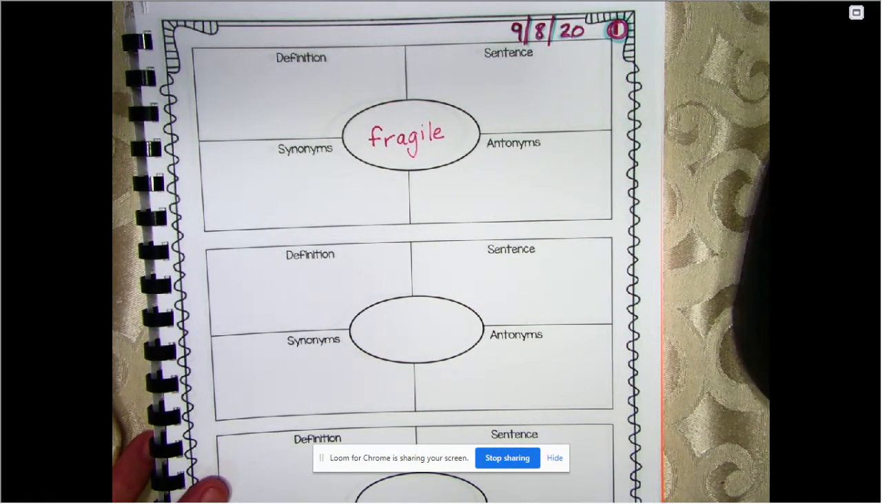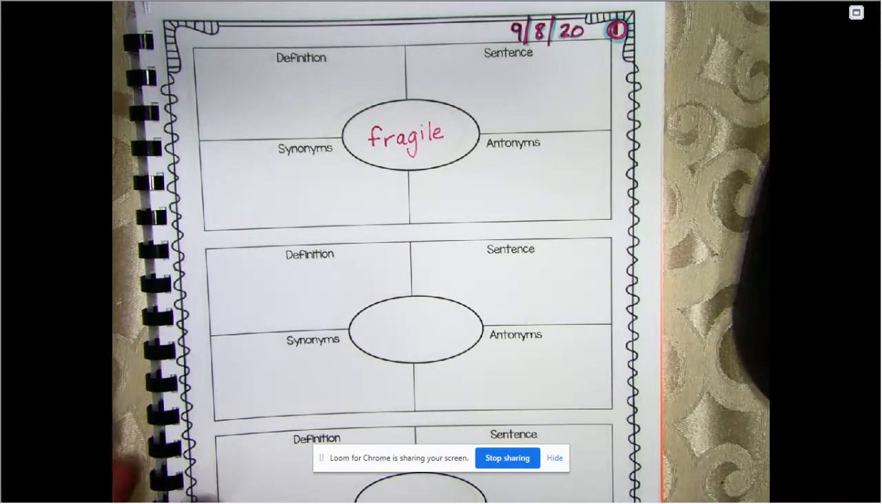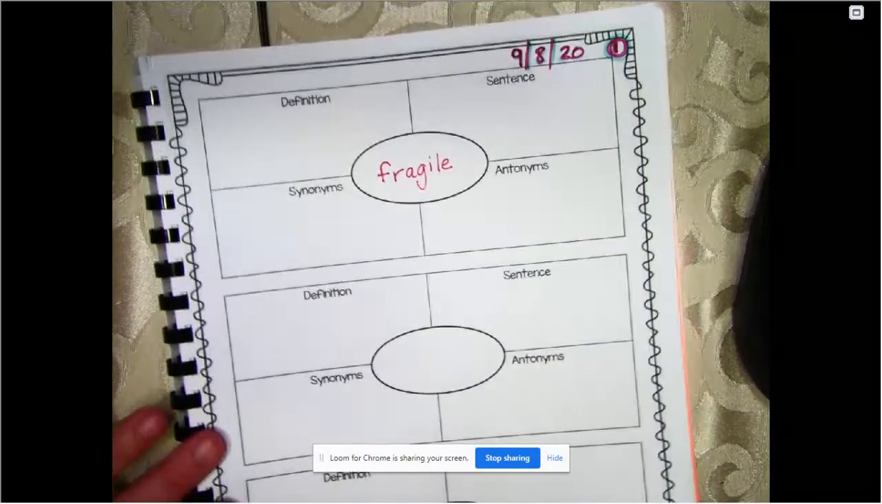So thinking about a rock, would you think that is fragile? Or thinking about a glass figurine, would that be fragile? Think about when you're dropping it. Would the rock be fragile? Or would the glass figurine be fragile? So fragile means easily broken or damaged.